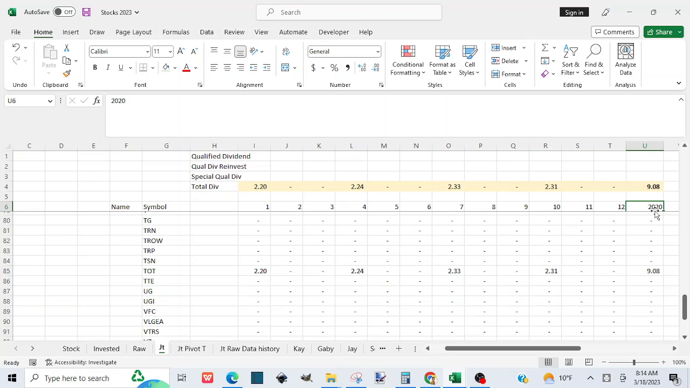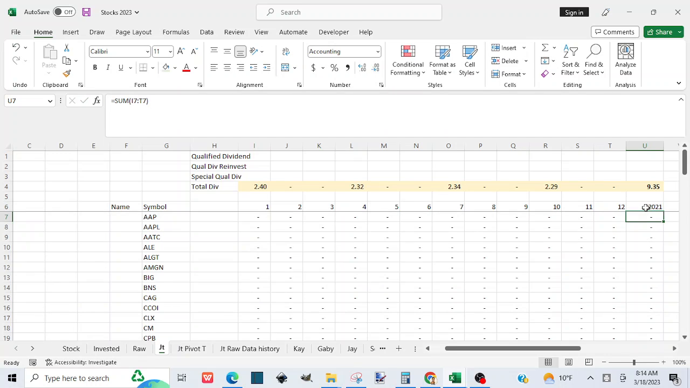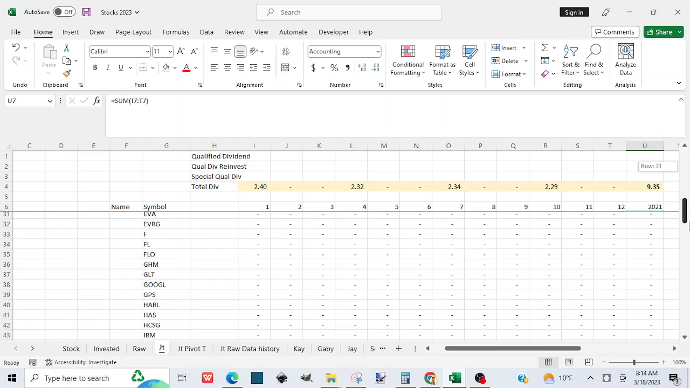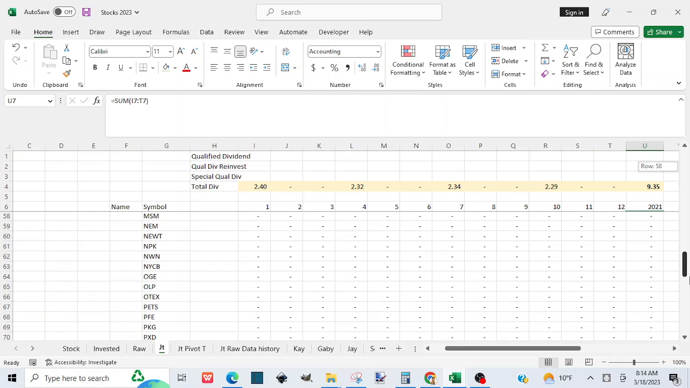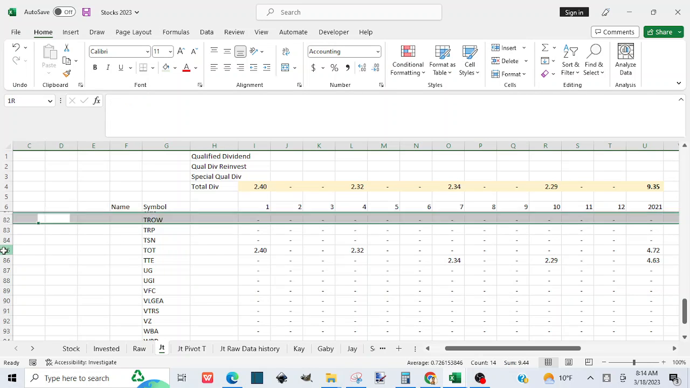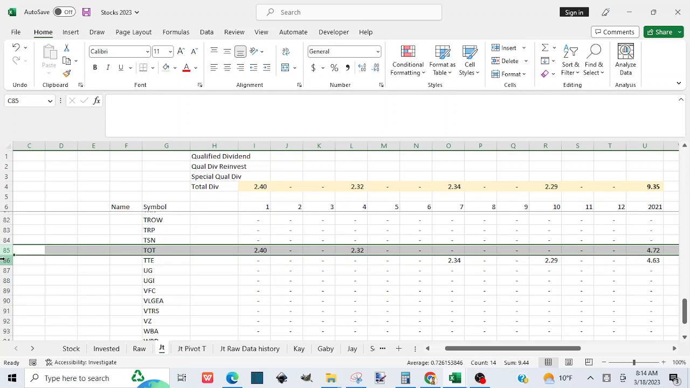So now in 2020 is $9 from them. And let's write 2021, $9.37. That will be the same company.